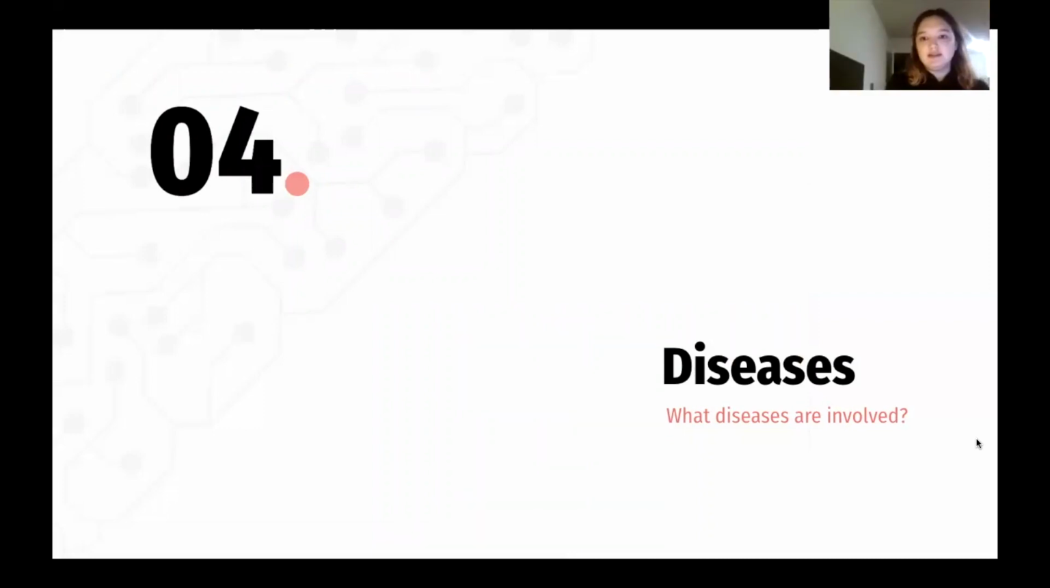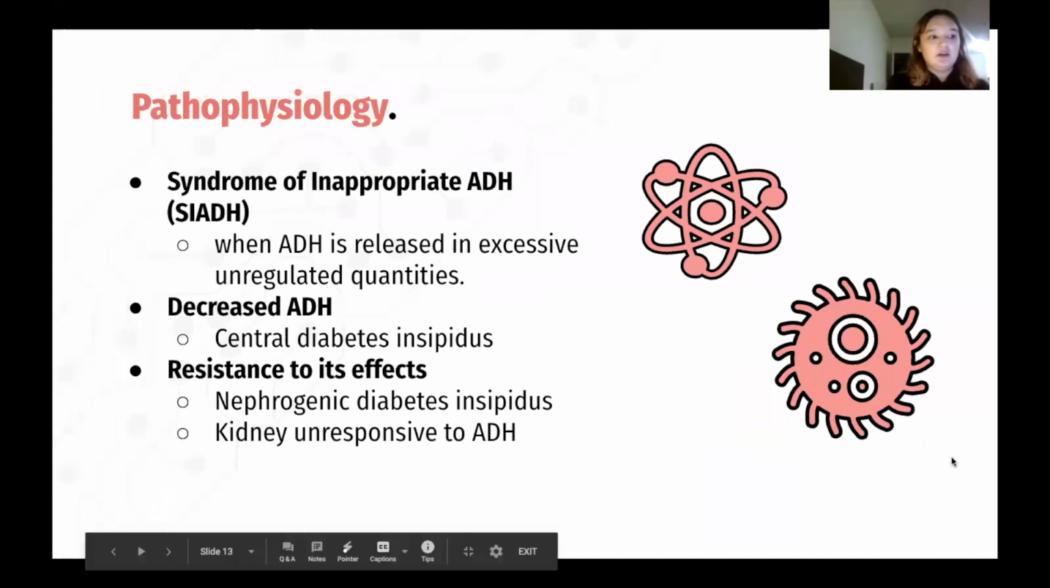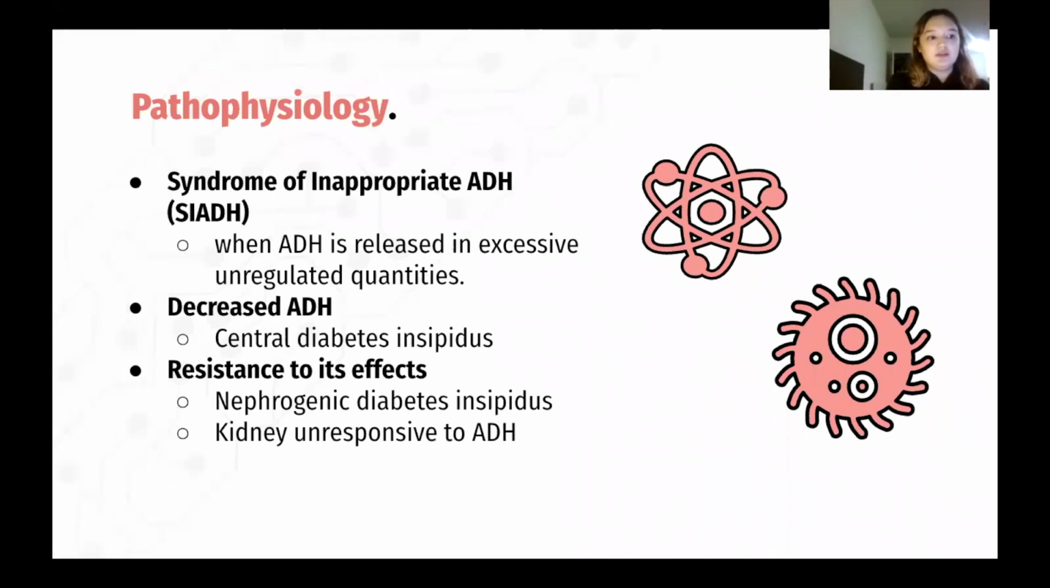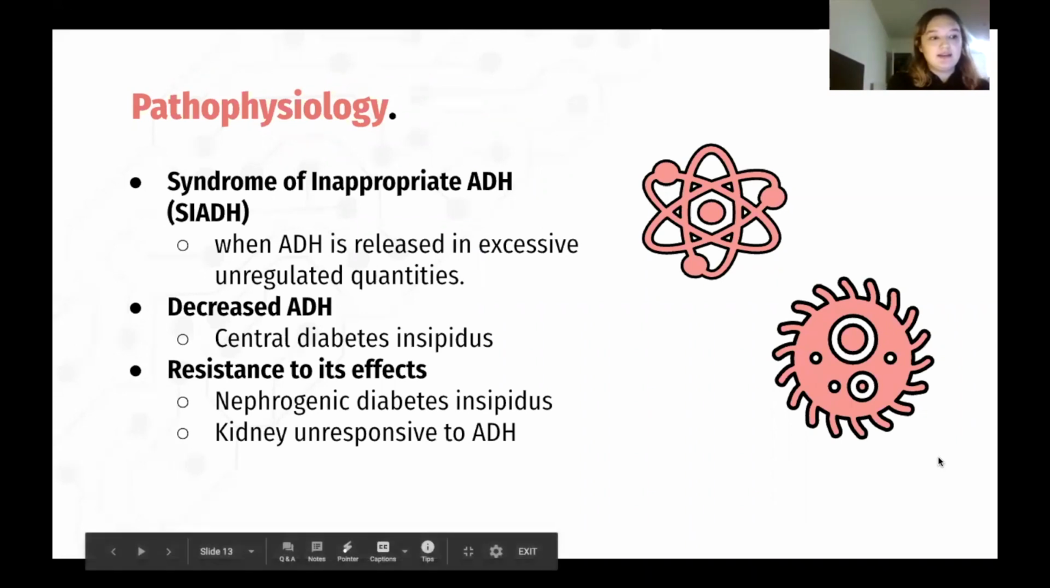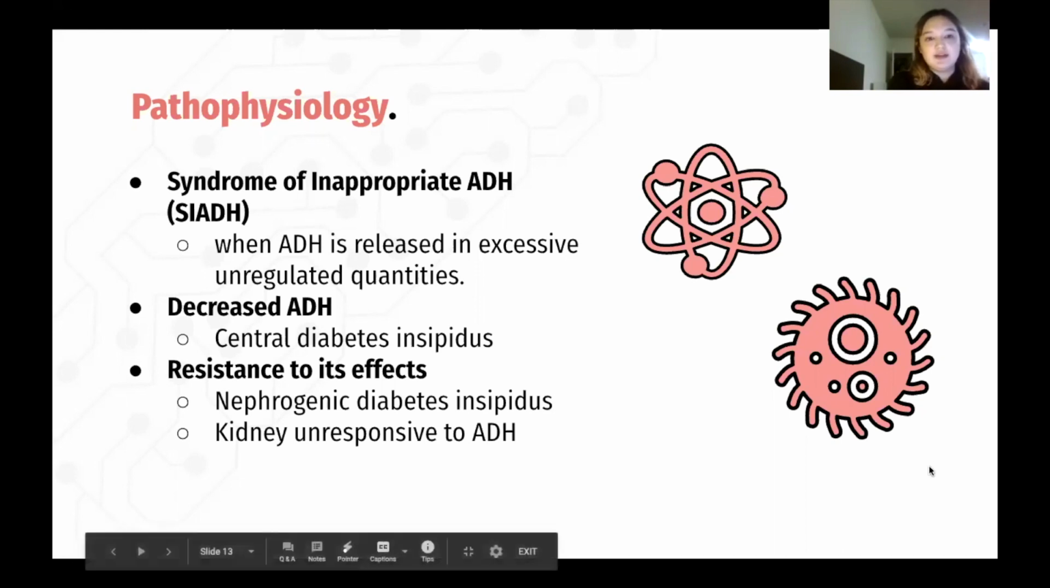Okay, so next is diseases. What diseases are involved? There are 3 pathological states related to ADH. The first is the syndrome of inappropriate ADH, which occurs when ADH is released in excessive unregulated quantities. And the remaining 2 pathological states related to ADH result from either decreased ADH or resistance to its effects.